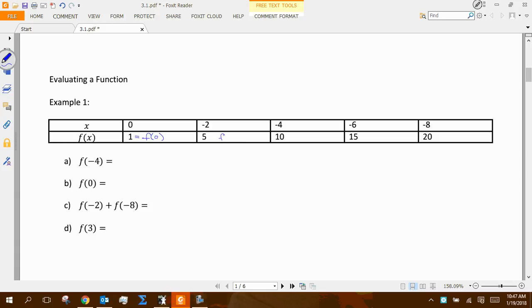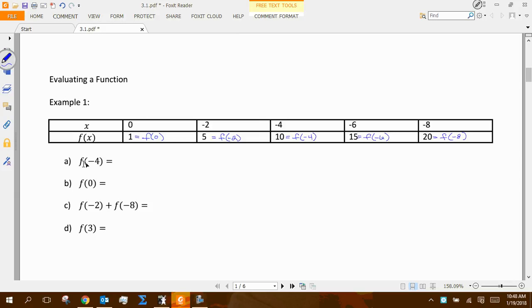This is saying if f is evaluated at -2, it's going to kick back a 5. If f is evaluated at -4, it kicks back an output of 10. This is f of -6, and this is f of -8. So that's what this table is telling us, and you see similar tables to this all the time.